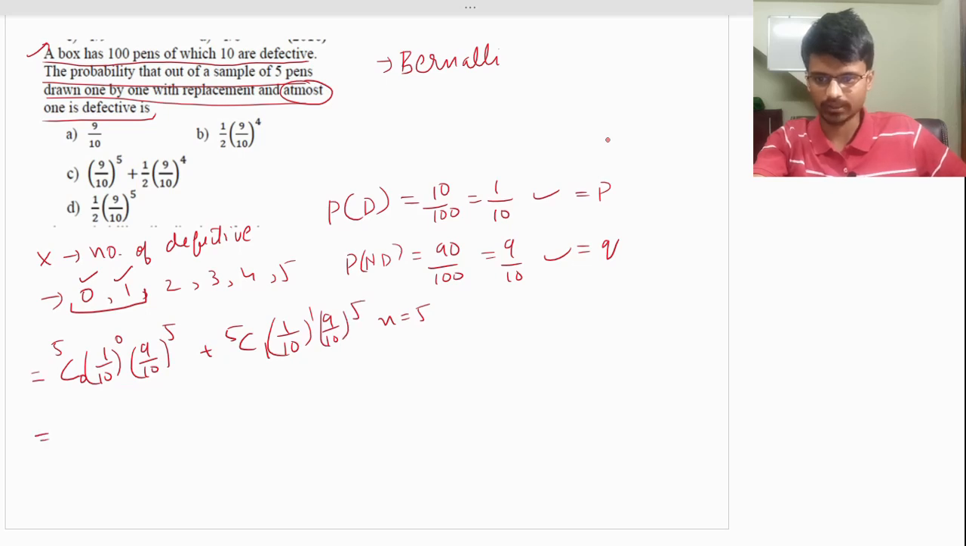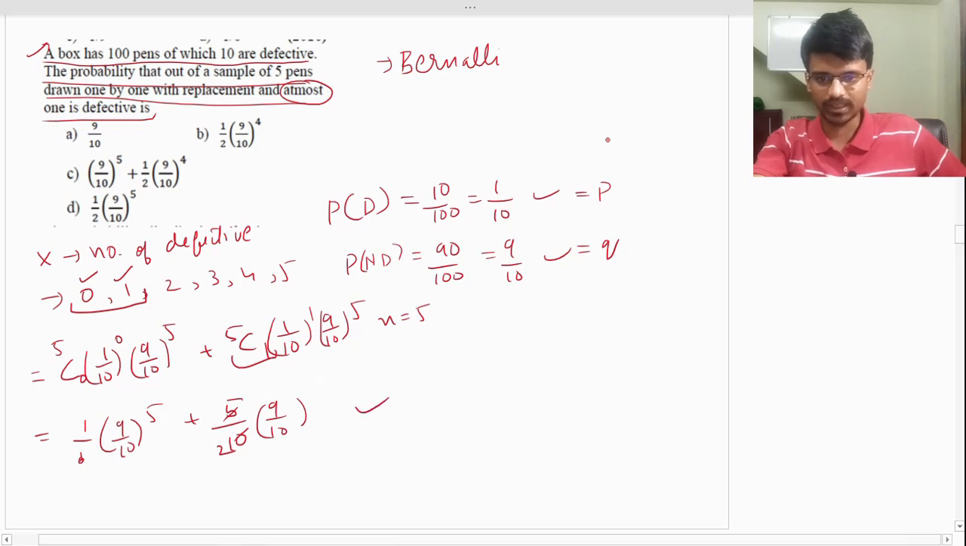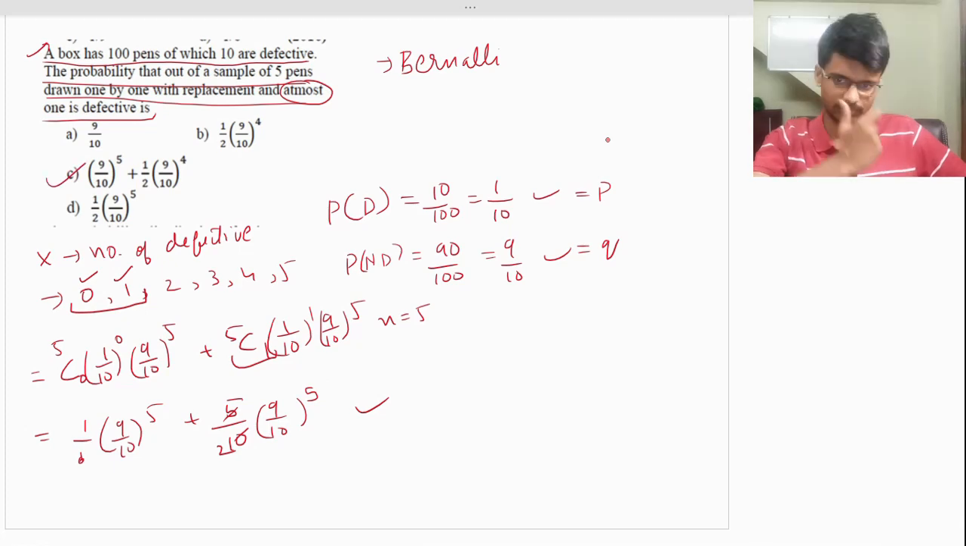That's it. 5C0 is 1, so this will be 1 by 10 whole to the power 0, which is 1. So this will be 9 by 10 whole power 5, plus 5C1. What is 5C1? 5C1 is 5. So 5 by 10, 9 by 10 whole power 5. This gets cancelled, so I get this thing. So the correct answer is option C. Directly, we need not simplify this, they have given us an option.